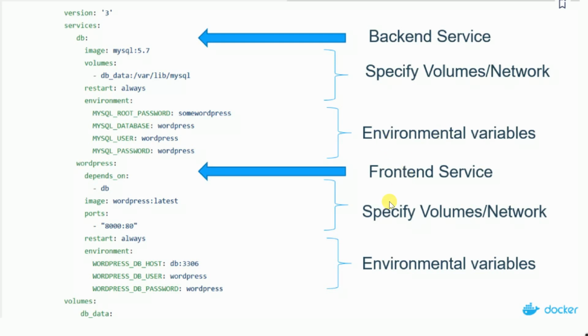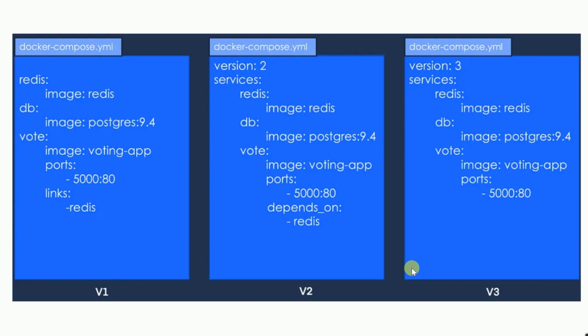Environment variable, same, specify the volume and network and environment variable. Now this is the example of version 1, version 2 and version 3. Here I choose an image with Redis. So simple, you can just identify Redis, DB and port. If we have version 1, we don't need to define any version at the starting. Redis image and the Redis DB image, vote application.